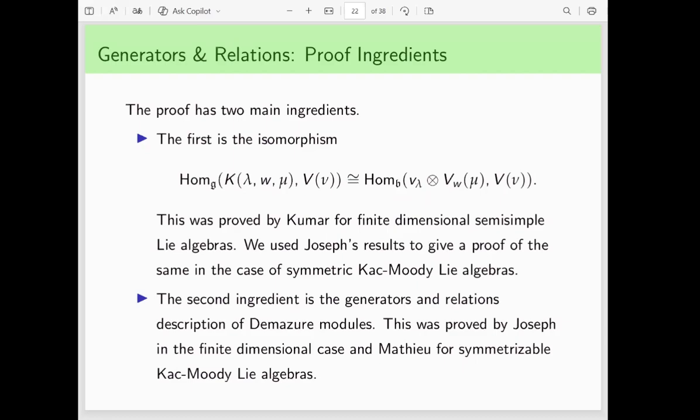The second ingredient is the generators and relations description of the Kostant-Kumar module. This was proved by Joseph in the finite dimensional case, and Mathieu for symmetrizable Kac-Moody Lie algebras, and Polo for characteristic p. And Mathieu's proof is based on Polo's proof.